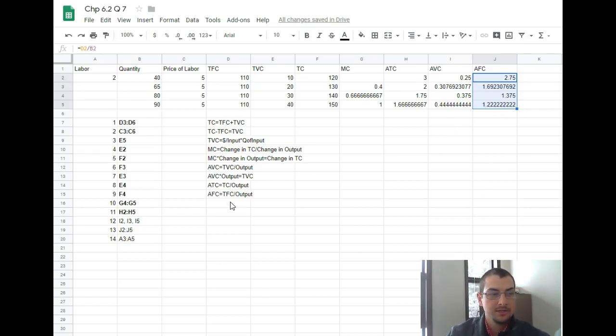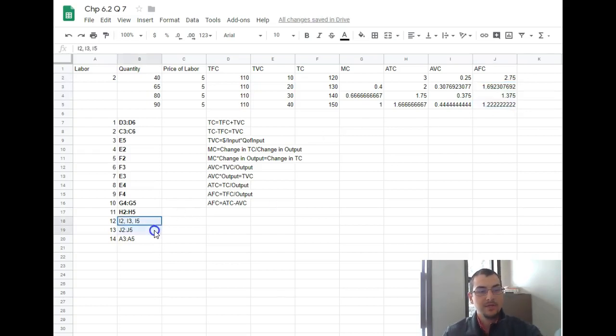Another way that you could calculate average fixed cost is that average fixed cost is also equal to average total cost minus average variable cost. So instead of doing it the way that I did, you could have said equals average total cost minus average variable cost, and we're going to get the exact same answers. So it doesn't matter which way you do it.